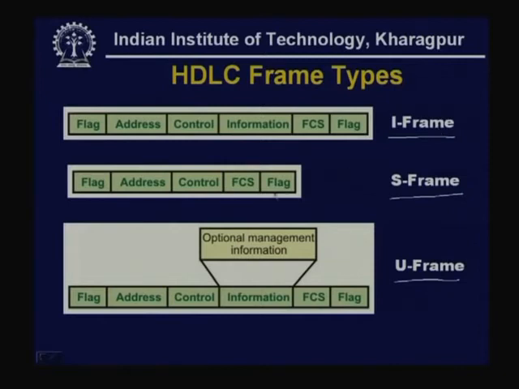However, the S frame does not have an information part; it has all the other fields: the flag, address, control, frame check sequence and flag. And in case of the unnumbered frame or the U frame, you will find there is a flag, address, control, and the information part is optional, and this information is provided for management and control. So, this is not really the user data. In case of the I frame, this is user data.